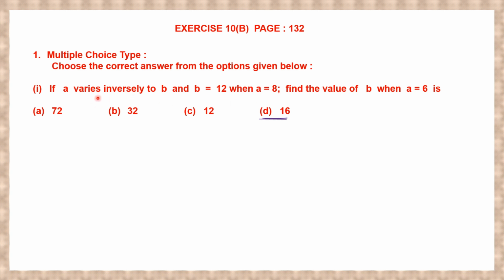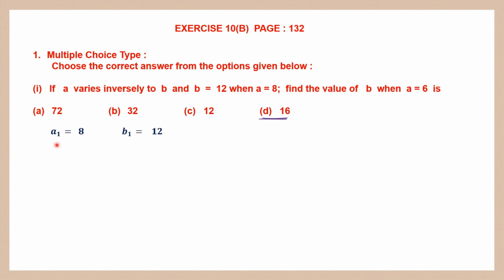So here we are talking about inverse variation. Now what is inverse variation? When you have two quantities, in this case A and B, they are said to be in inverse variation if an increase in A causes a decrease in B or a decrease in A causes an increase in B. So here we have been told that they vary inversely. So in that case, we have to find the value of B when A is equal to 6.